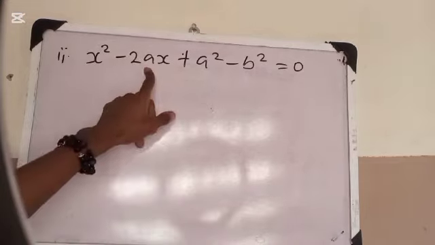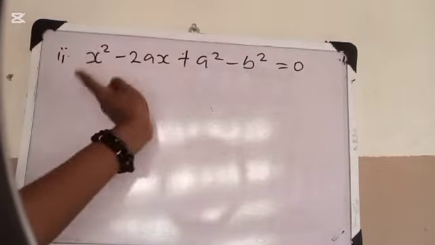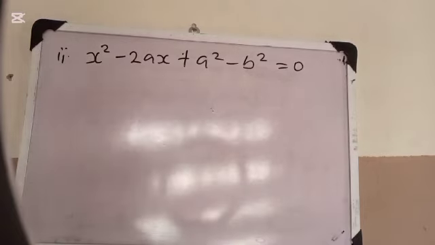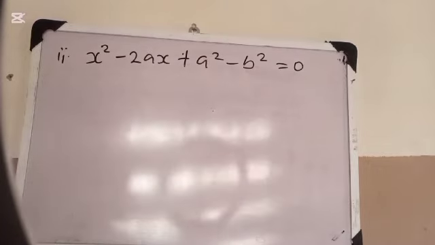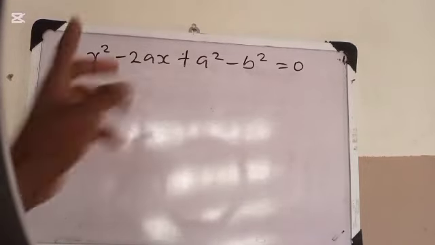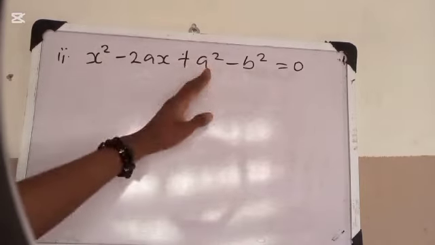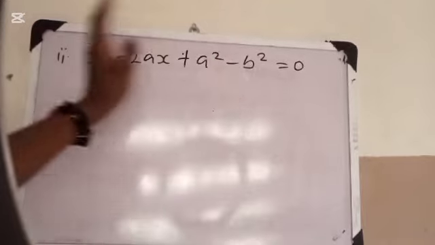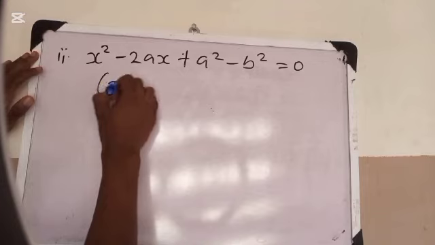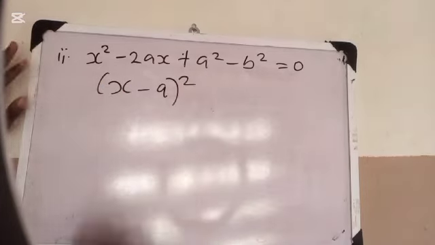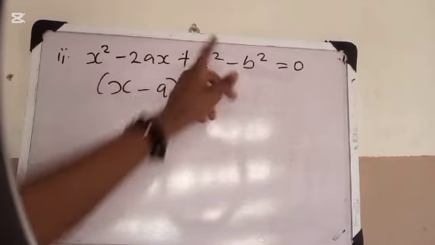Then the middle term must be twice the product of the first and the last term. You understand? The middle term must be twice the product, x times a, of the first and the last term. So now let's solve this question. Since you know that this is a perfect square, when you solve it like the way I taught you, you are going to arrive at (x minus a) squared.